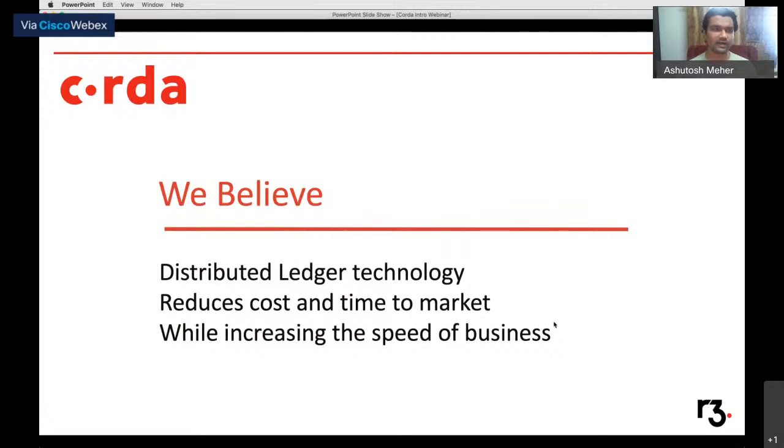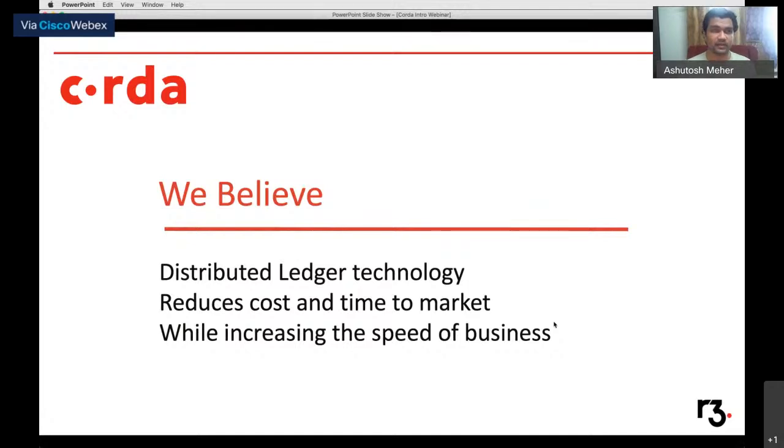Whenever we start a new enterprise, when we start to do something new, there has to be a belief that we need to have. So what do we believe as we being at R3? What do we believe in? We believe in DLTs. Obviously, we believe that DLTs are here to stay, and why not? They do so much. They transform everything that's happening around the world right now.